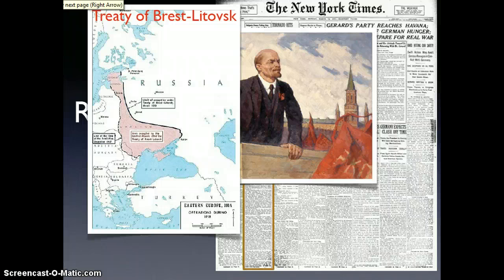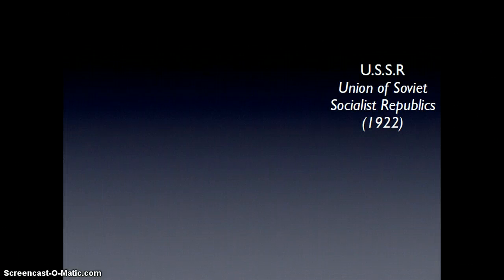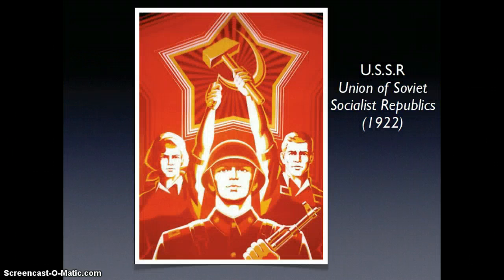But back in the United States, President Wilson gave a speech in 1918. Before I go there, I just want to show you that the Union of Soviet Socialist Republics was created in 1922, directly after Lenin coming to power about 4 years prior. And there's one other thing.